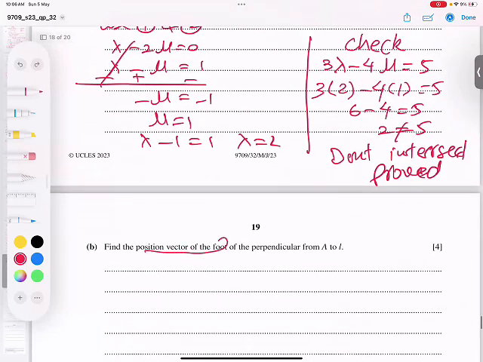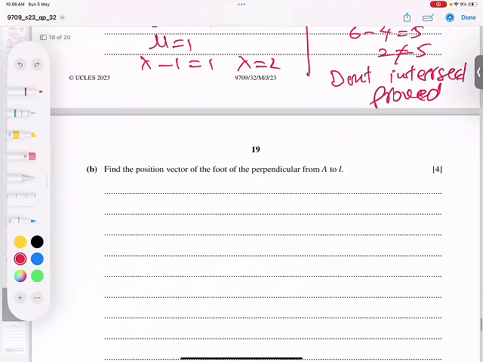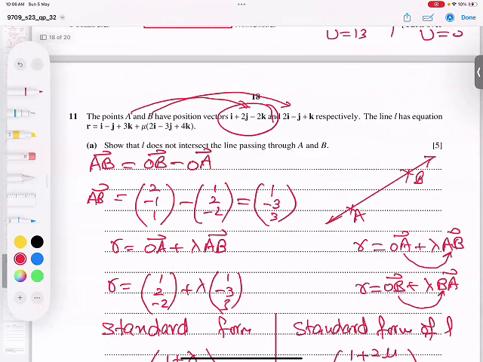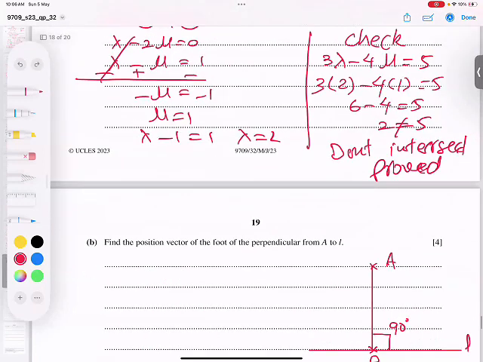Position vector of the foot of the perpendicular from A to L. It means A is here, L is this, and we have to draw a perpendicular. This is called P for perpendicular, 90 degrees. Okay, this kind of question comes frequently in exam papers. What are A's coordinates? A coordinates are 1, 2, minus 2.